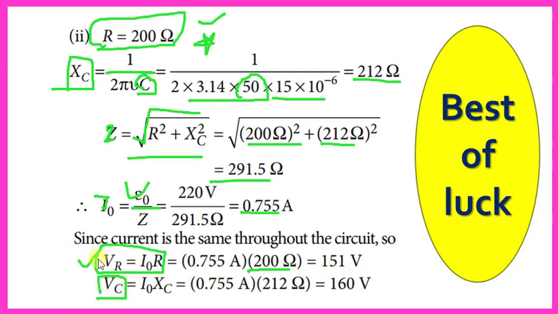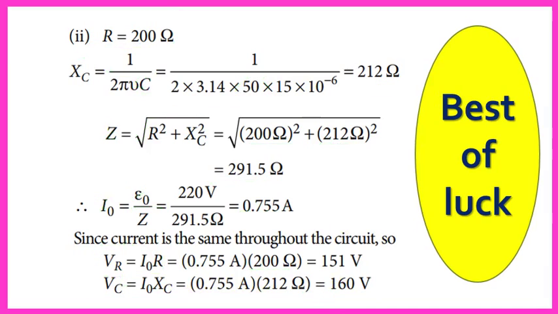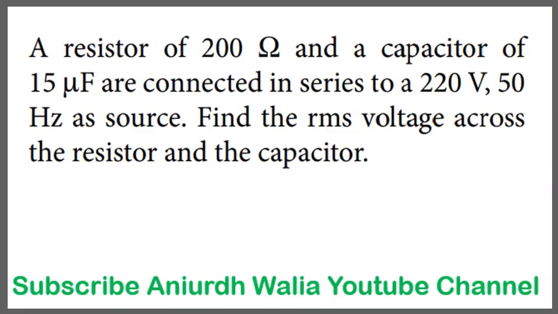And the RMS voltage for the capacitance. This is the RMS voltage for the resistance. This is the RMS voltage for the capacitance, that is I naught into Xc. I naught and Xc we have calculated as 212 ohm. You will get 160 volt. Okay, I hope everyone has understood this problem. This is an easy one. R is given, Xc you can calculate by 1 by 2 pi ν into C, and you can use Z equal to square root of R square plus Xc square, then I naught, then VR. Okay, now move to the next part.